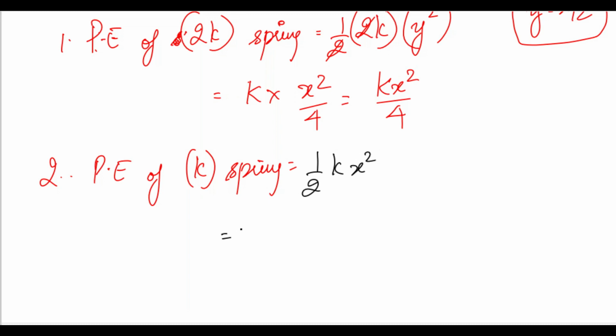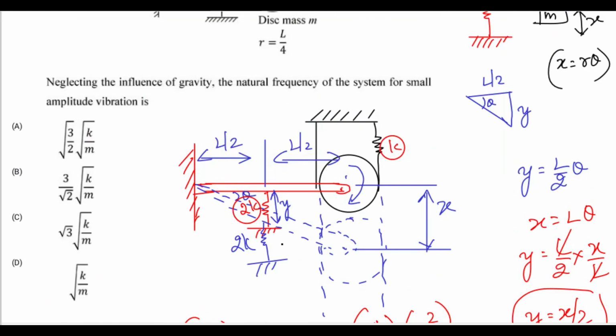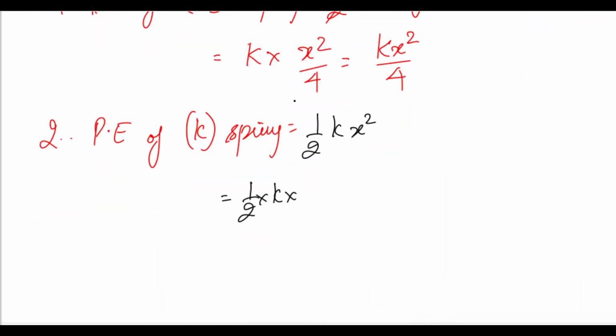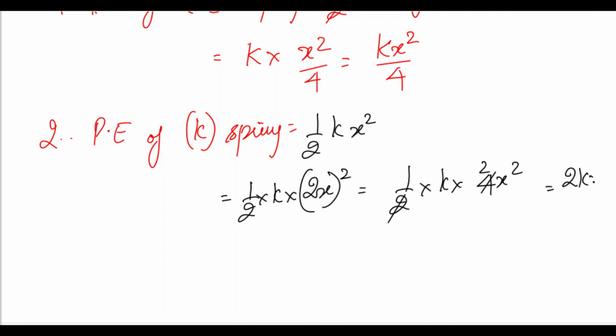Okay, so here, half into k into, now if we take the particular rope over here, if the center point of this particular bar goes down by the length x, actually the two wires go by a distance 2x. Since there are 2 wires, if you take this down, it goes down by 2x. So in place of x, we substitute 2x square. So half into k into 4x squared, which is 2k x squared. Okay, so 2k x squared.